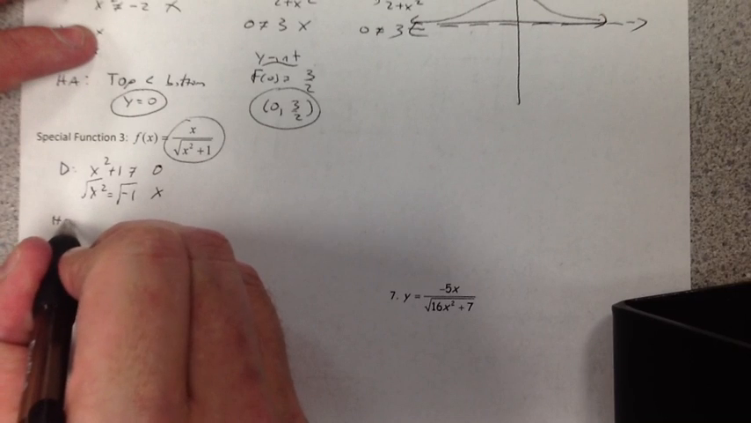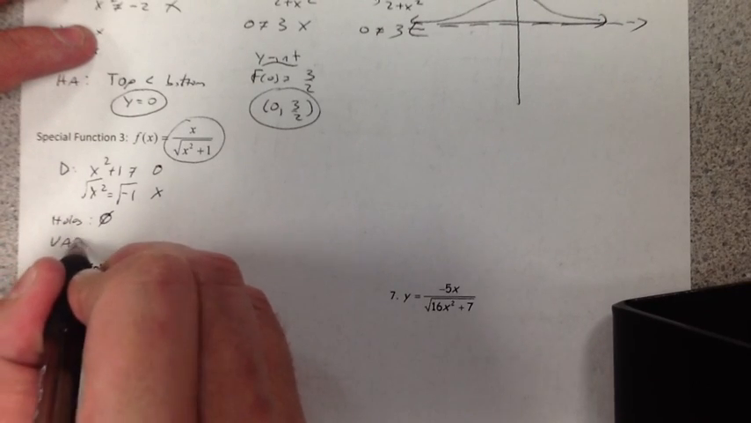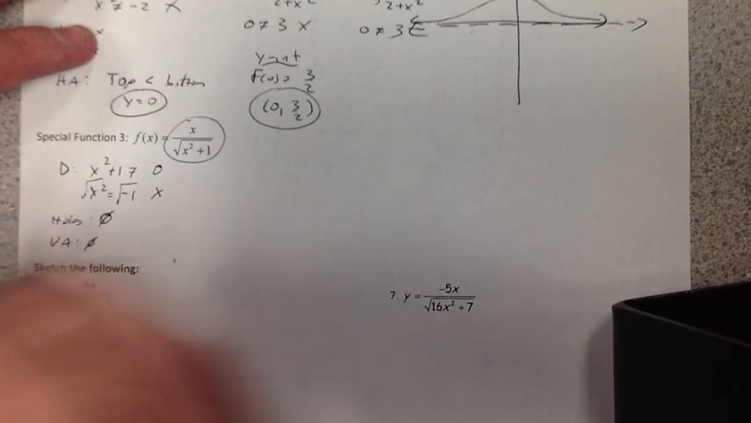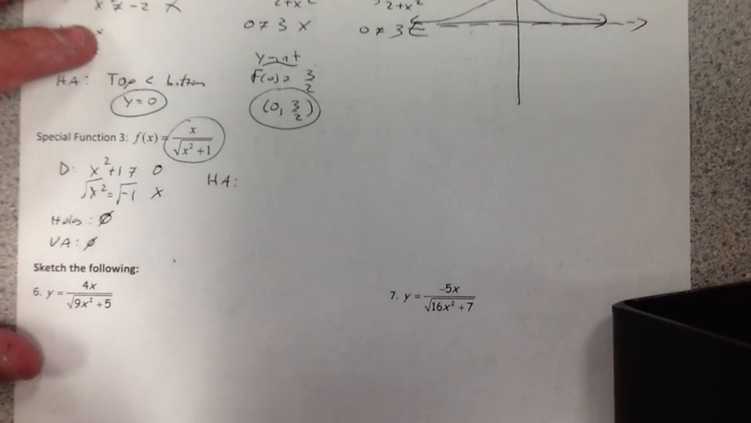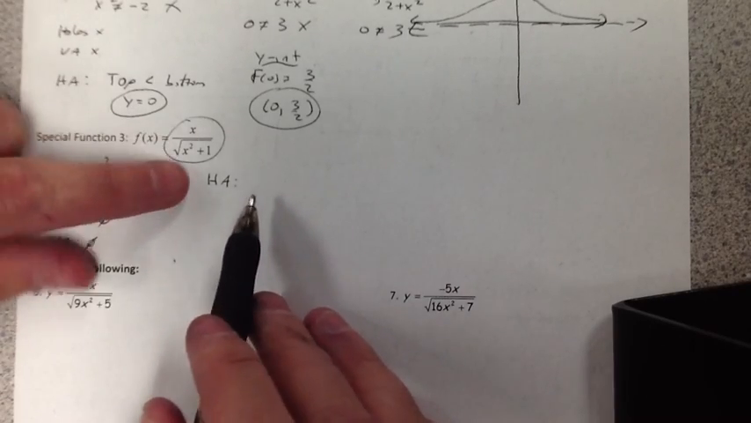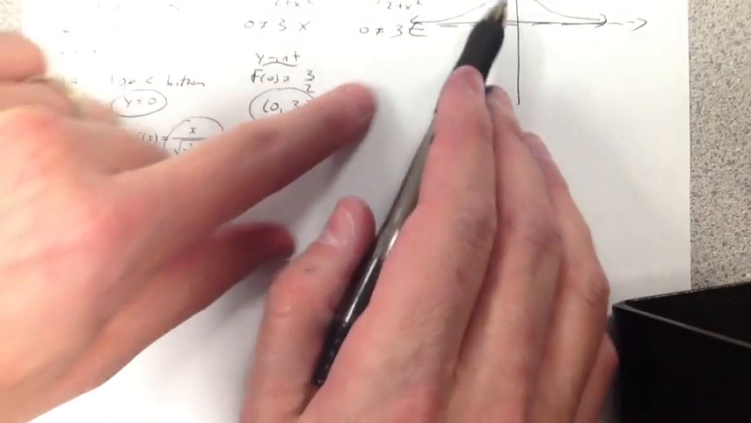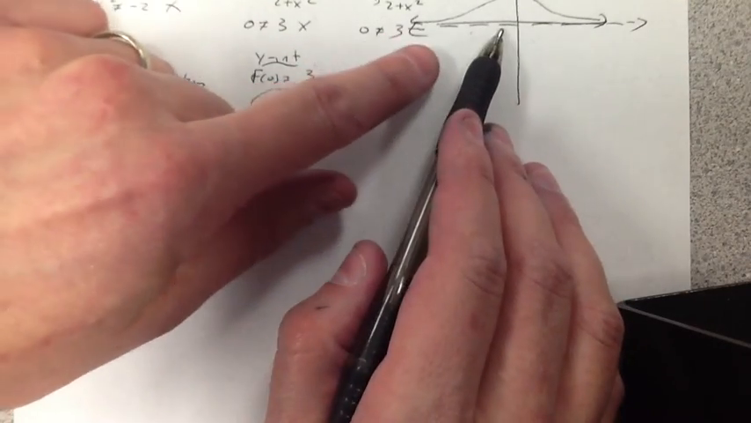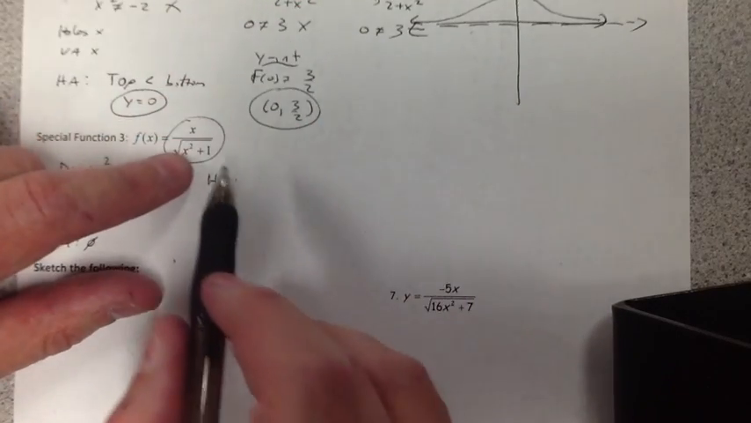As a result, will there be any holes? No. Will there be any vertical asymptotes? Again, no. Now, there will be a horizontal asymptote. This one's a little bit trickier to find because of the square root. A horizontal asymptote basically tells me what's happening to the function as we go off to infinity, as x gets really, really large.